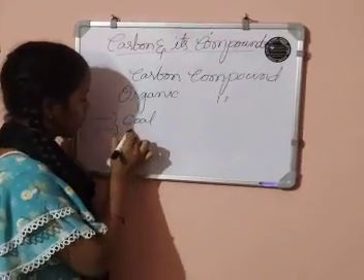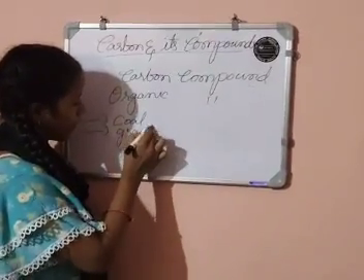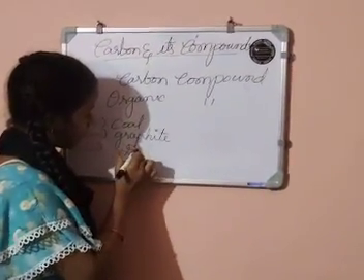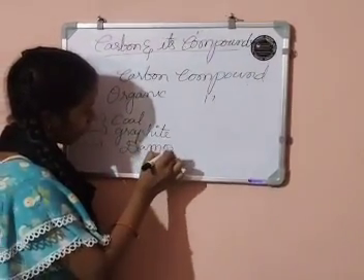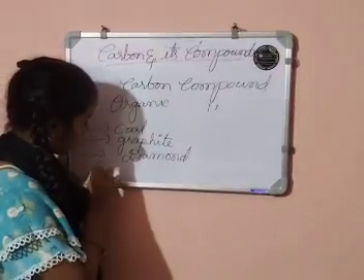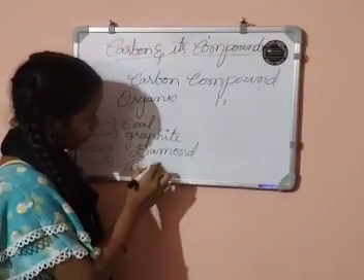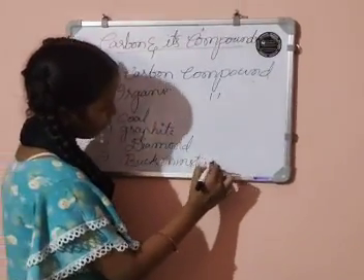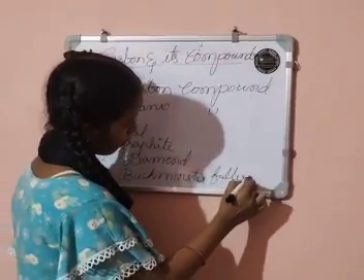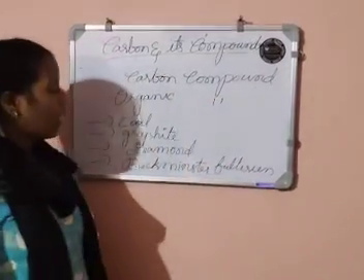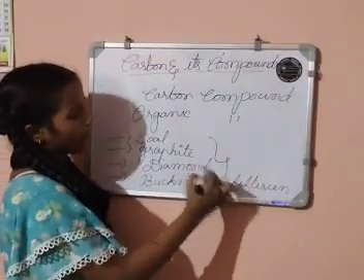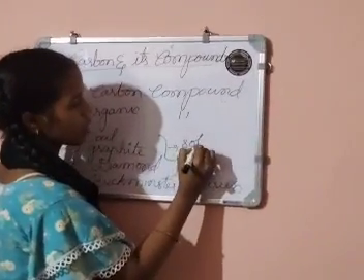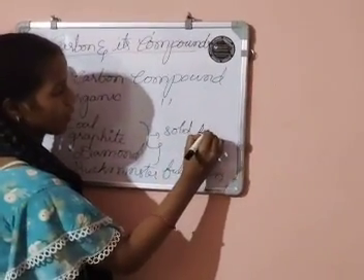Coal, graphite, and diamond, and Buckminster fullerene. These are the types of carbon extracted, and these are solid forms of carbon.